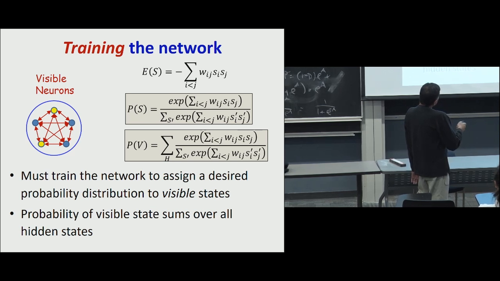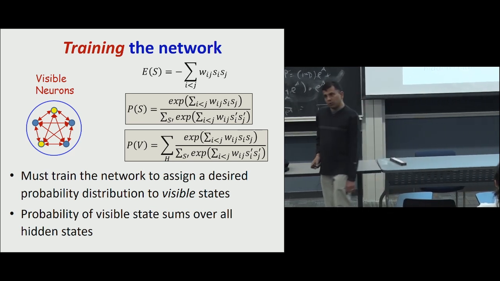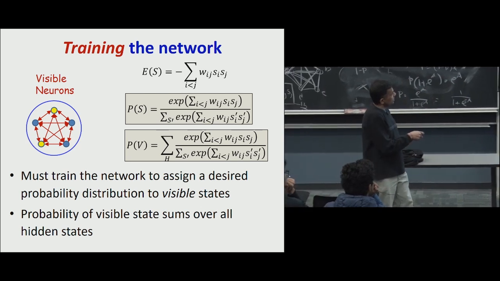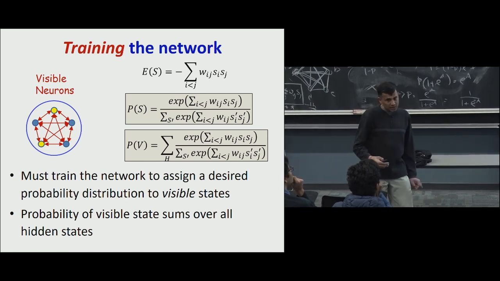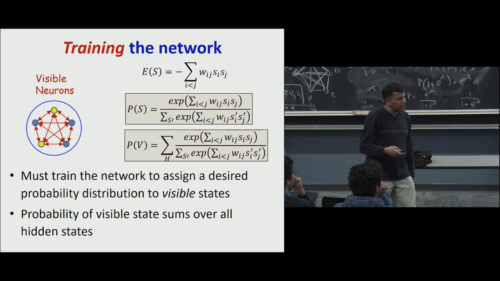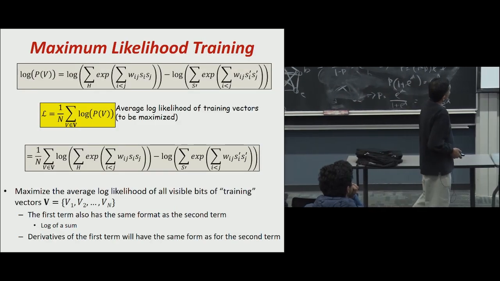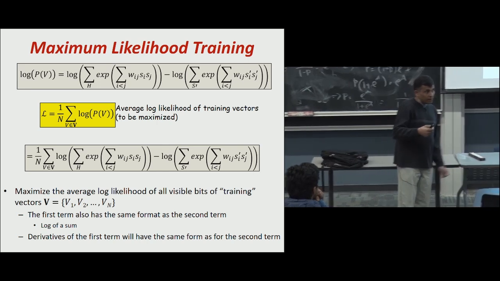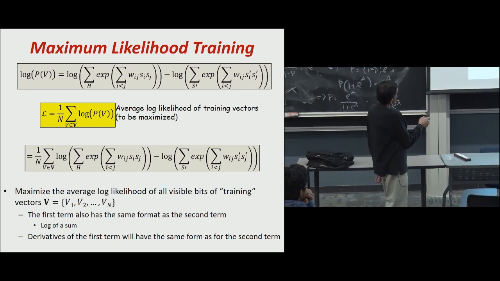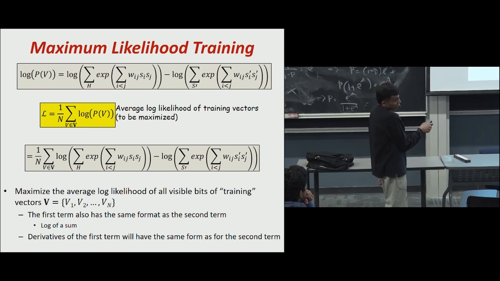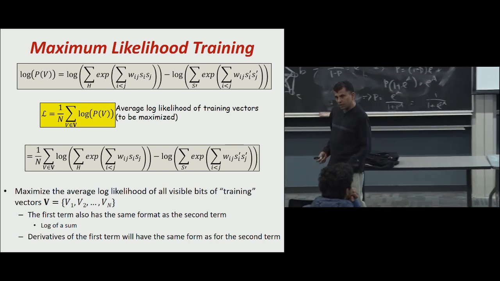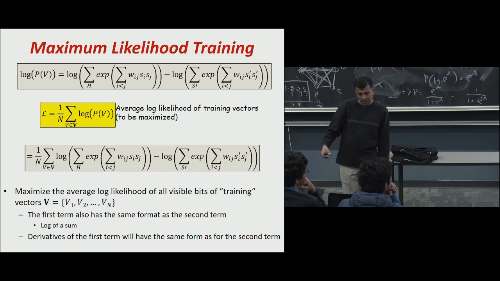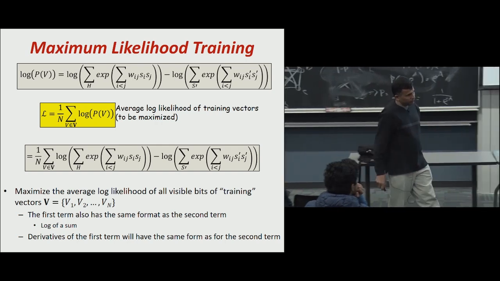Again, this is just the same equation as we had before, except that the probability of a visible pattern is obtained by summing the probabilities of the states over all hidden patterns that correspond to the visible pattern. So now if I give you a training set, a specific visible pattern, the log probability of the visible pattern is the log of the marginal probability of the visible pattern over all hidden patterns, minus the log of the denominator.